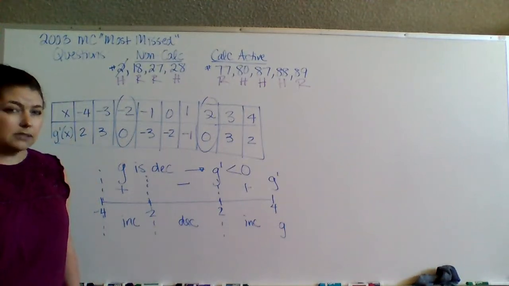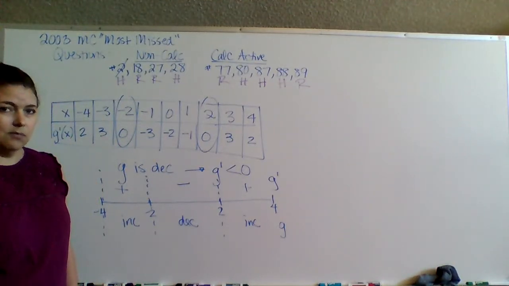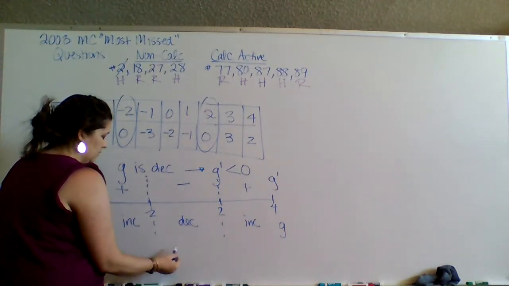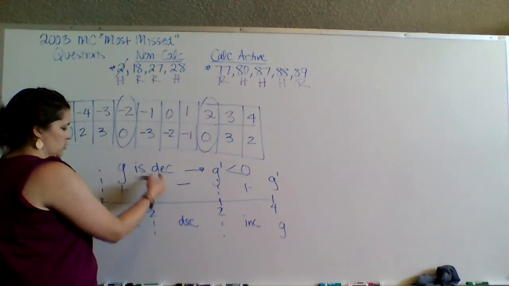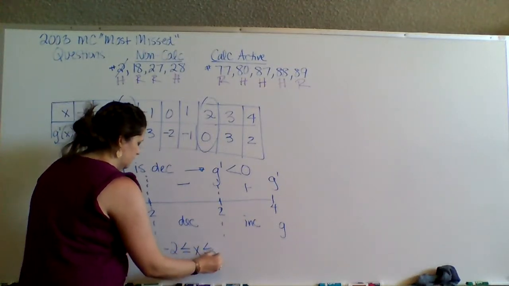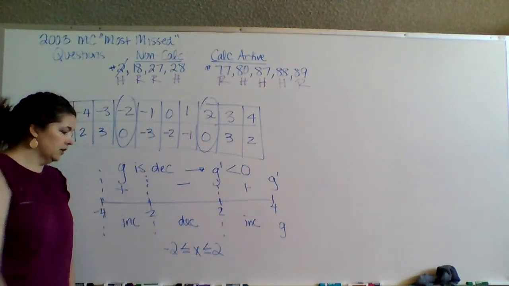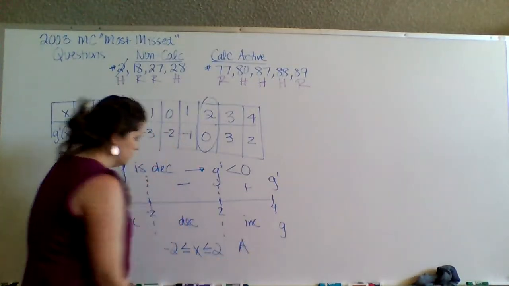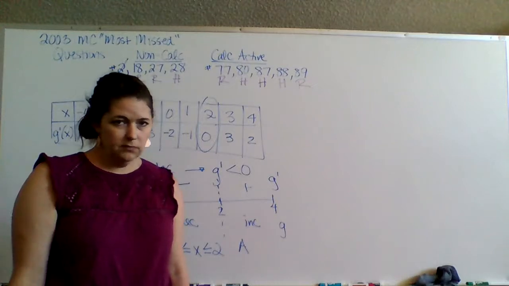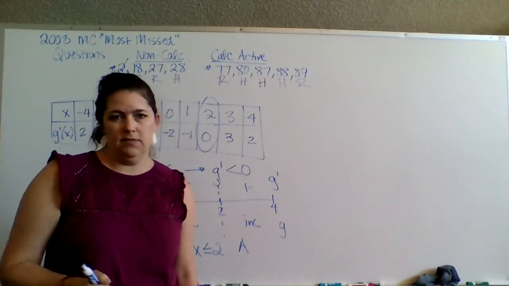So my guess is those of you that missed it chose letter A. And letter A said that the values where G, remember we're looking for G being decreasing, was like this. That option is wrong, because right at -2 and right at +2, your values of G prime are not negative. They are 0.